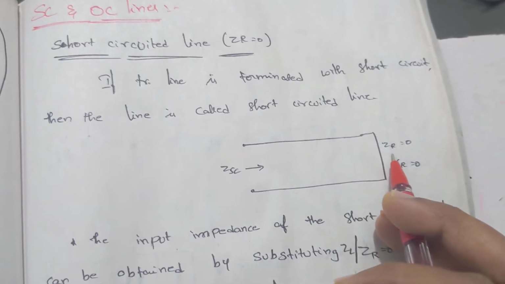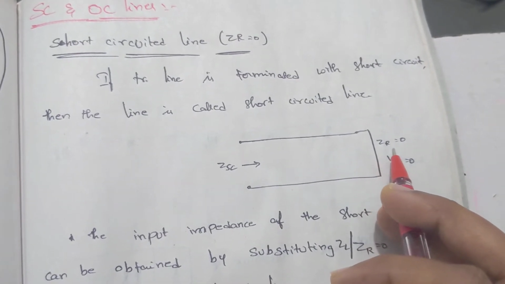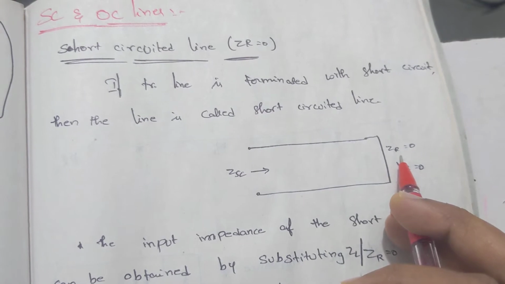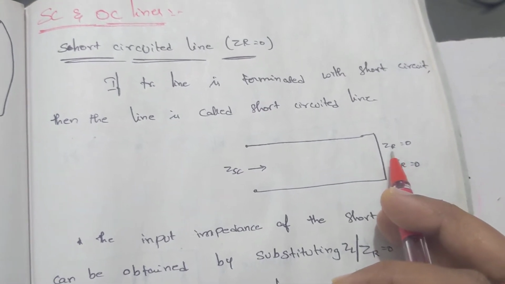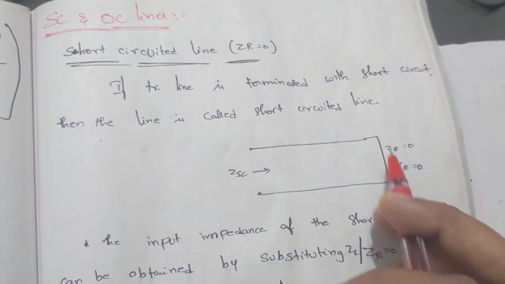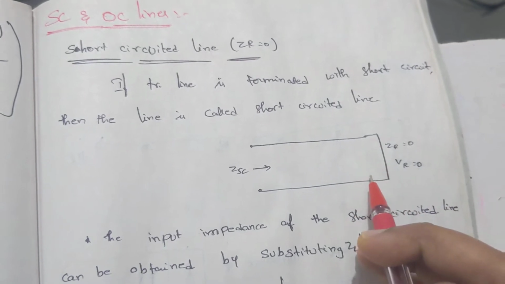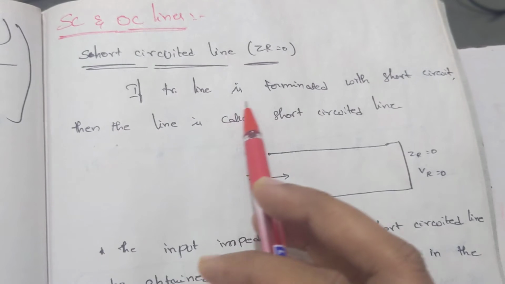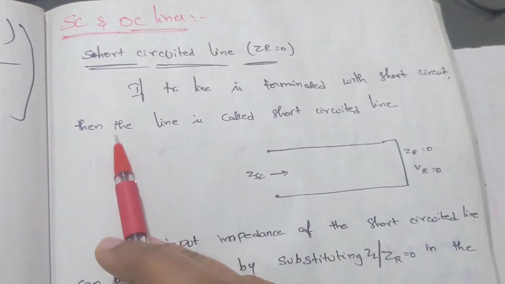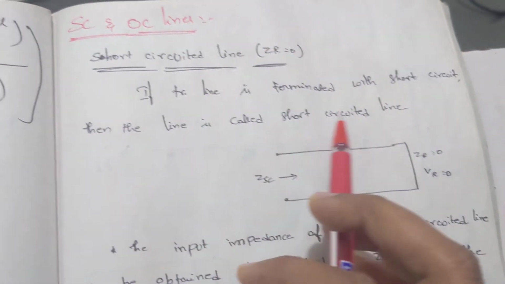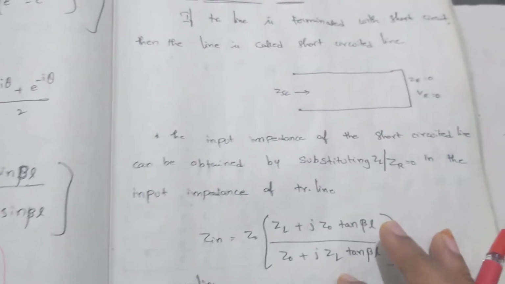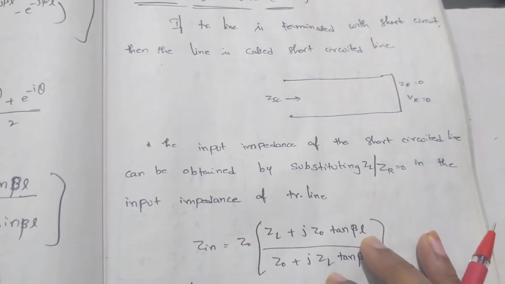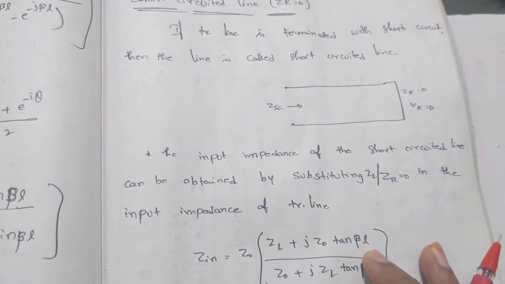Short circuited is nothing but terminating the line with impedance equal to 0, so ZR equals 0. When it is short circuited, the voltage will be 0. If the transmission line is terminated with a short circuit, then the line is called a short circuited line. For this line, I am interested in finding the input impedance.